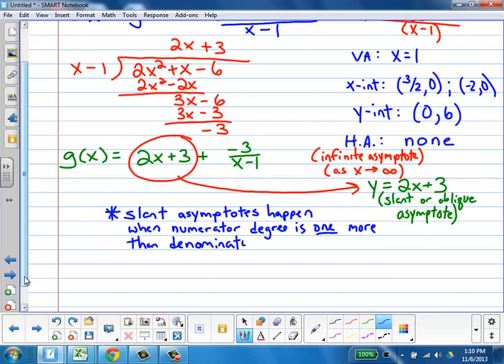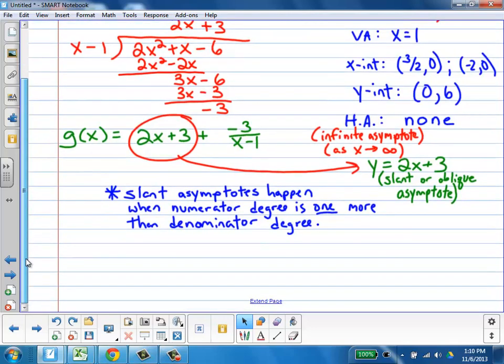Once you understand this fact, think about what would happen if the degree on top was 2 more than the degree on the bottom, or 3 more. What would happen in the long division? What would the quotient look like? Because the quotient is this infinite asymptote. So again, infinite asymptotes could be horizontal asymptotes, could be slant or oblique asymptotes, could be other things too. But we don't have to talk about those other things today.